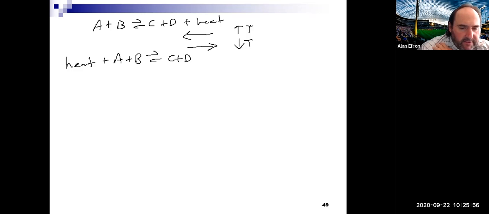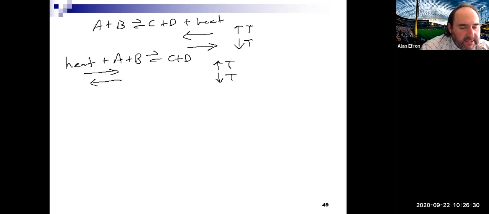If we increase the temperature of our endothermic, it's like adding more reactants, so it should shift away. And if we decrease the temperature, it's like removing heat on our reactant side, so it should shift towards it. So again, the important part about temperature is you need to determine whether it is endothermic or exothermic. And then it basically works the exact same way as concentration. Add, away; remove, come towards.